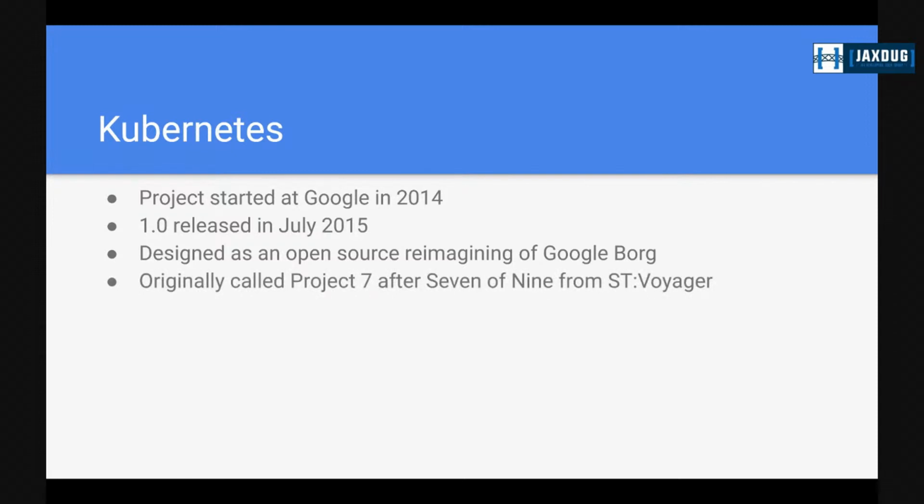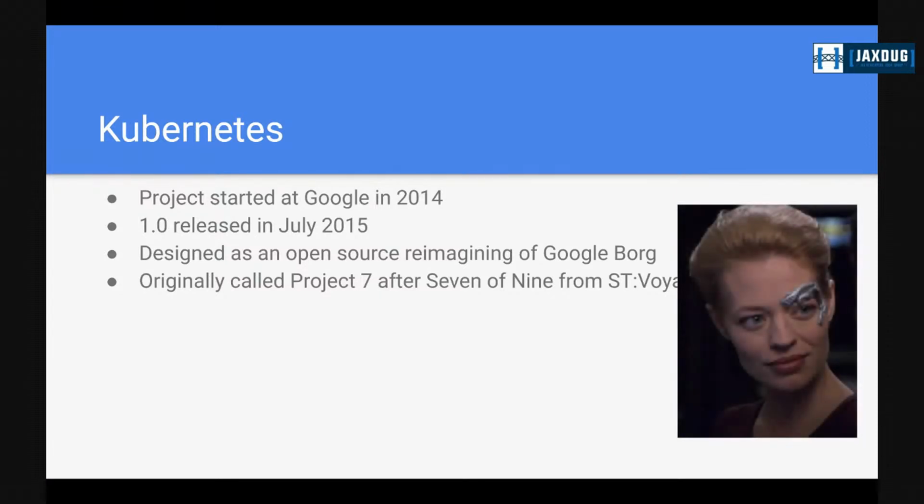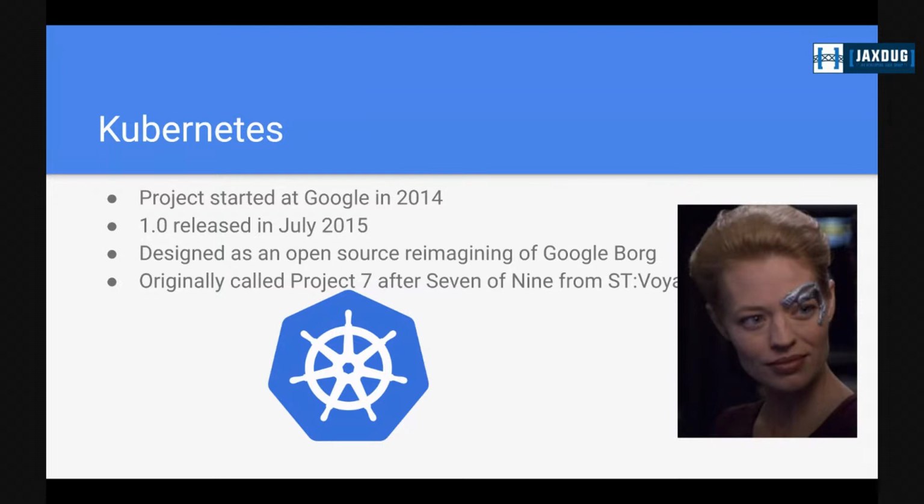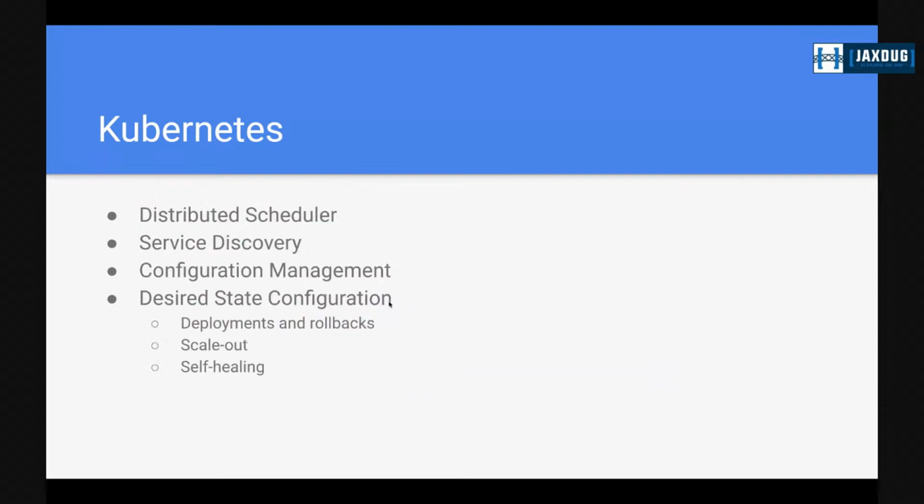It was originally called Project 7, after 7 of 9 from Star Trek Voyager. Jeri Ryan's character on Star Trek Voyager was a former Borg. And then the logo here has 7 points in the wheel, which is a reference back to that Project 7. I learned that like today.